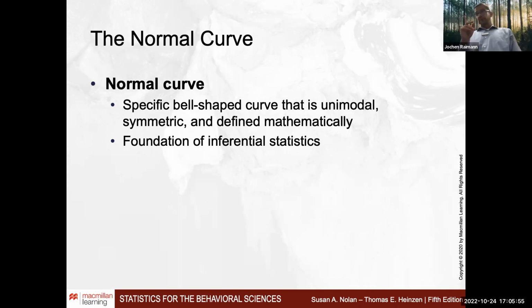We do one non-parametric test, which is the chi-square test, which is, I believe, chapter 17, which compares proportions against each other.